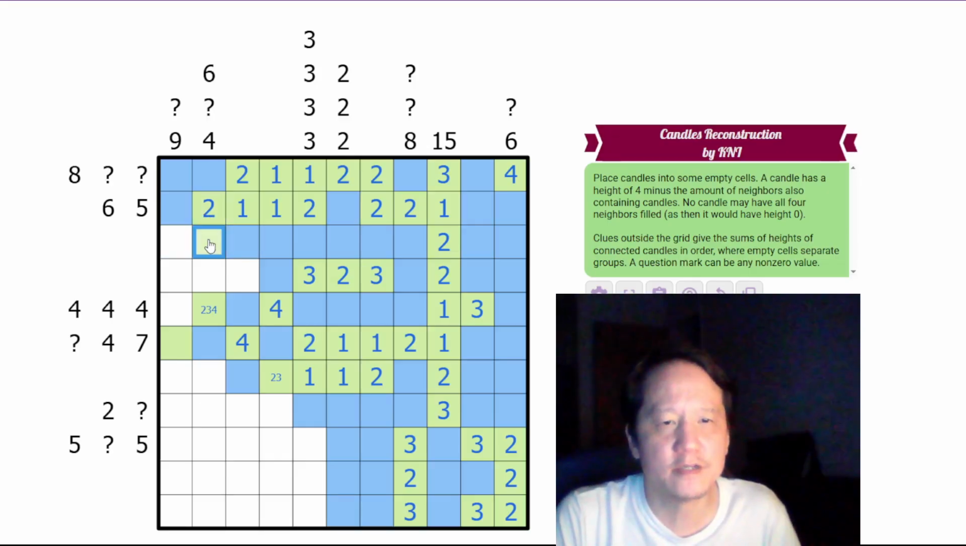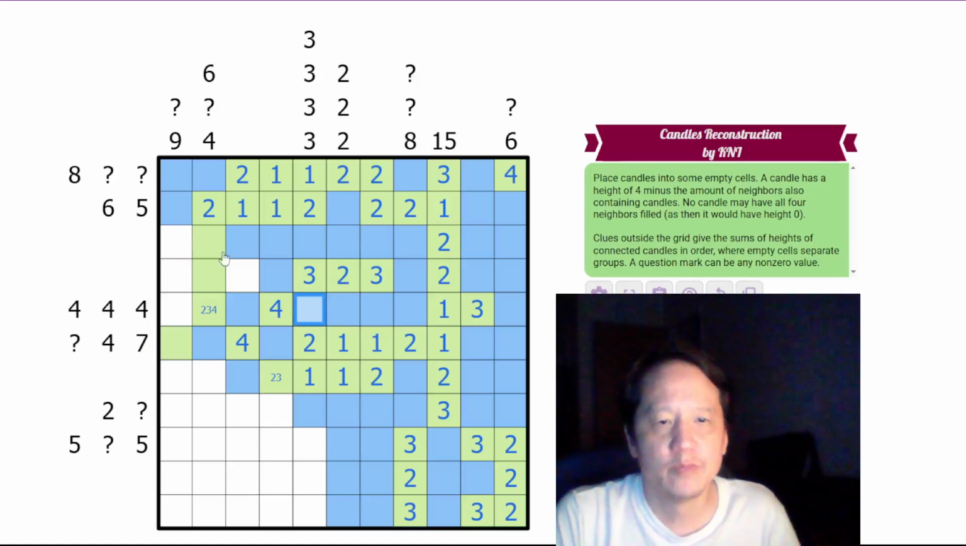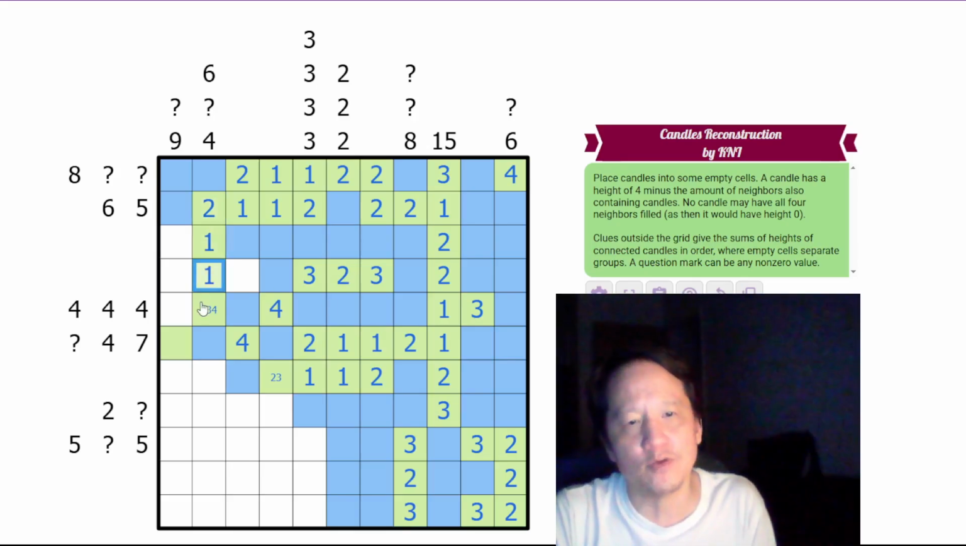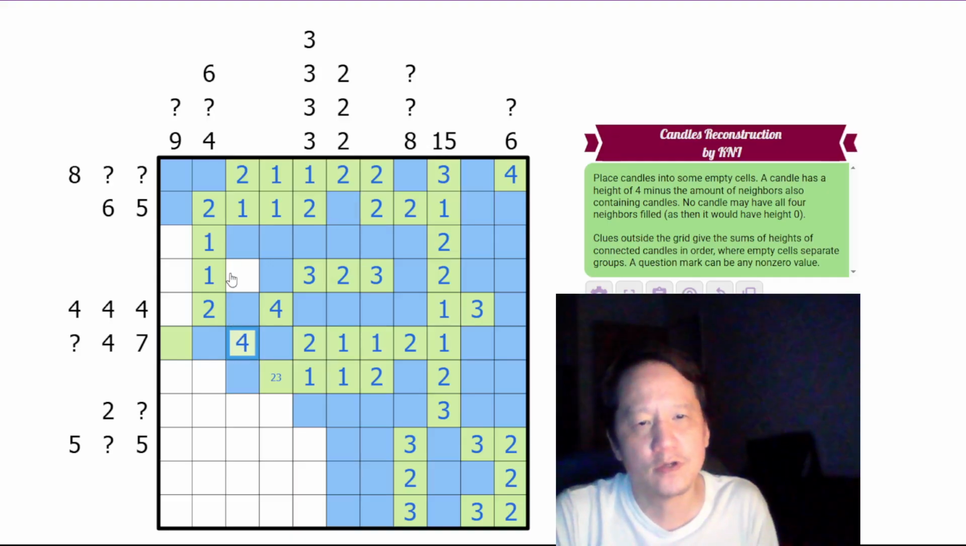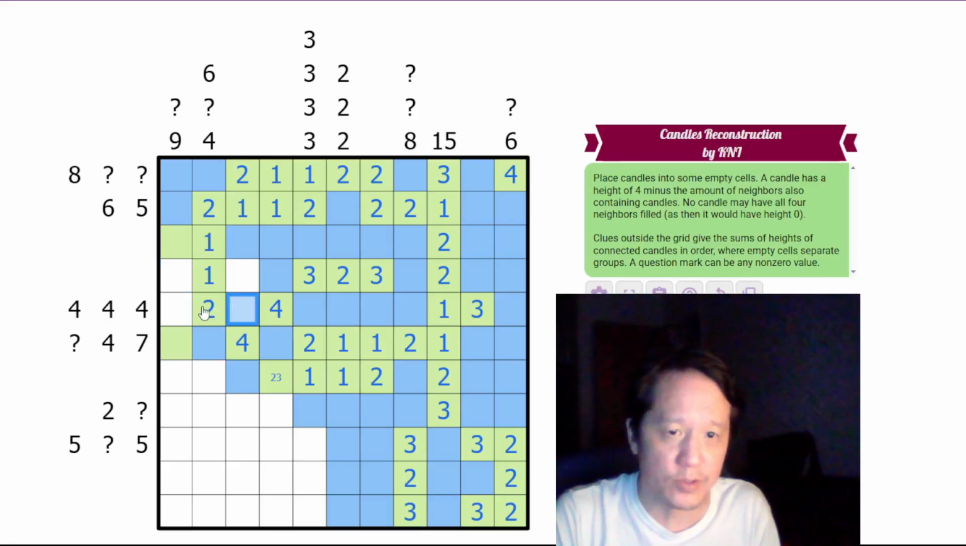This has to continue on to here, because otherwise it's 2, it can't be 4 here. So it's 2 and 3 at most, which would add up to 5. So then this has to be 1, 1, and 2. This is blue, so this must be green here. This is 1, so one of these is green, one of these is blue. This has to have 2 neighbors with candles, so this must be 2 here.